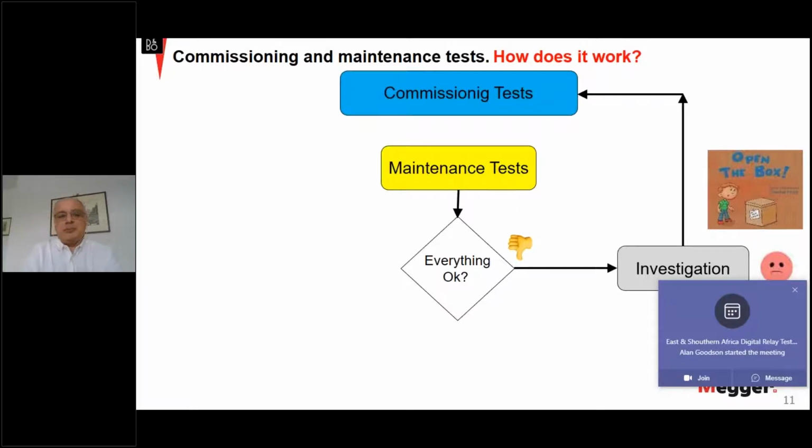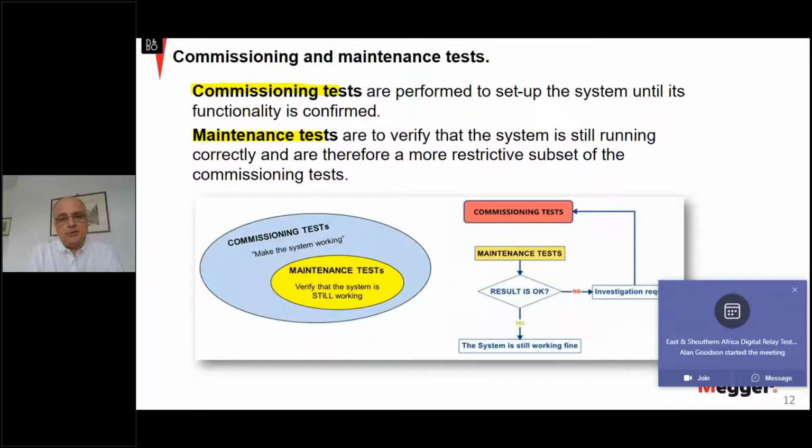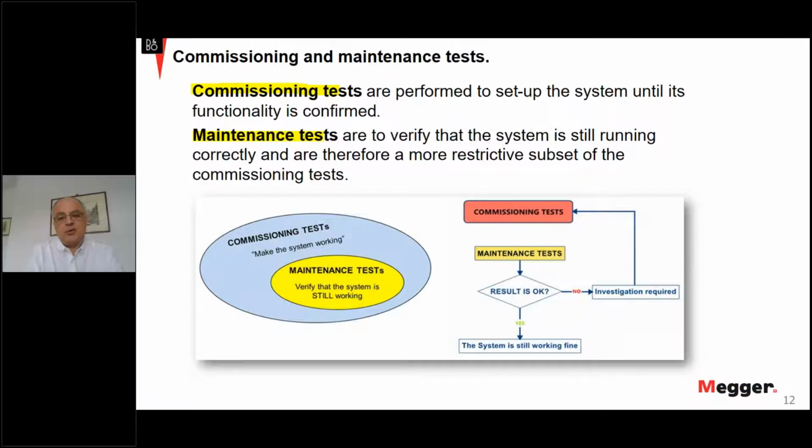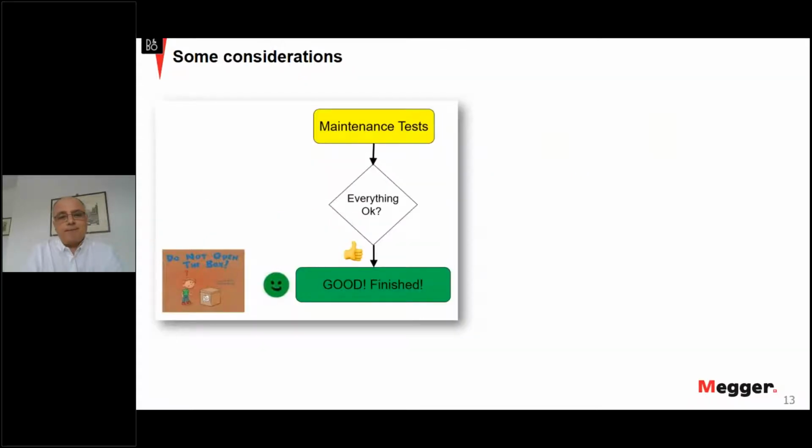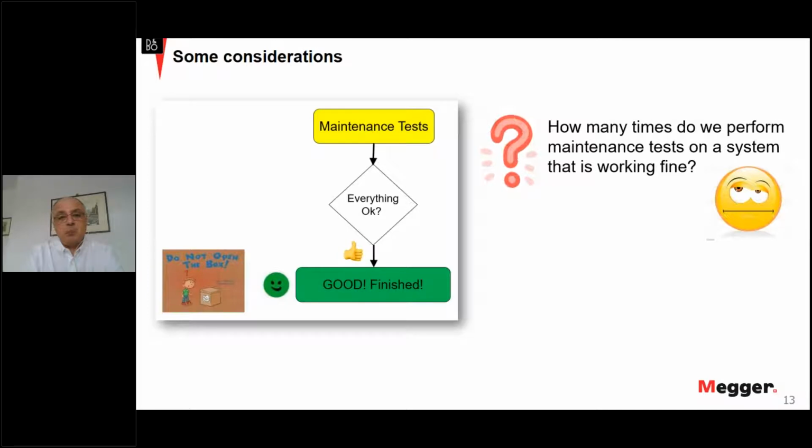And then we probably have to repeat some commissioning tests, because we have to repair what is going wrong, fix it, and verify that it is working. So the commissioning tests are more complex, I would say. Again, commissioning: make the system work. Maintenance: make sure that the system is still working. So this is the basic, and some considerations about maintenance.